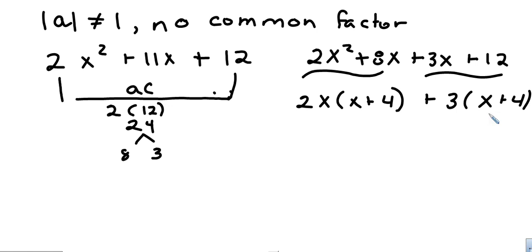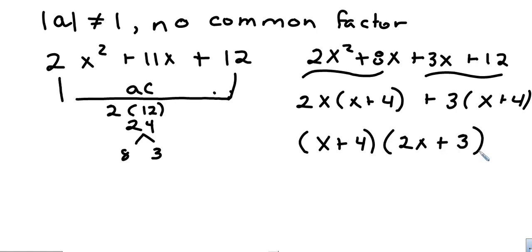But I have the same thing in both sets of parentheses, so I rewrite this as what's in the parentheses, x plus 4, times what's not in the parentheses, 2x plus 3. And I have factored a polynomial where the absolute value of a was not equal to 1, and I didn't have a common factor that let me change it so that a was equal to 1. Let's do one more just for practice before we quit here.